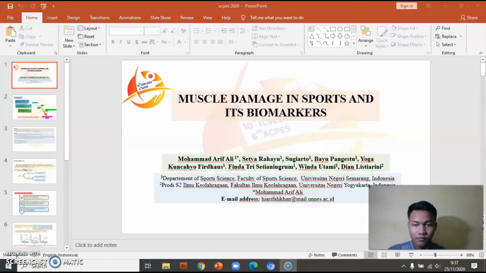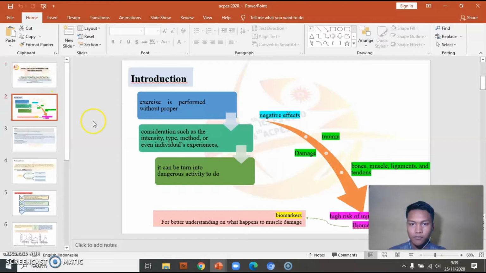Here I will present a material entitled Muscle Damage in Sport and its Biomarkers. Let's go straight to the materials. Next page. On this page, it's the introduction.